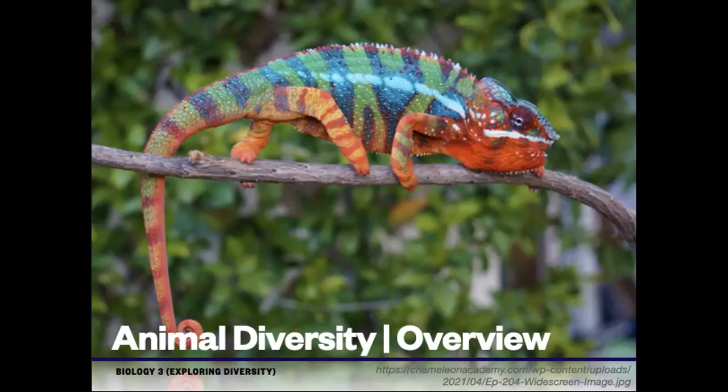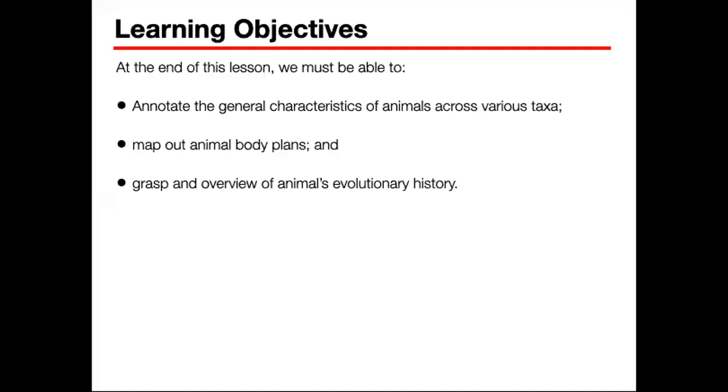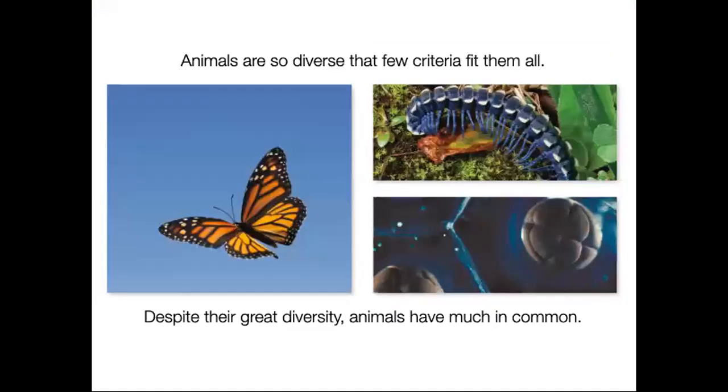For this lesson, we are going to kick off by trying to understand the general characteristics of animals, a bit of their evolutionary history, and also their body plans that will help us understand their function. So the learning objectives for this lesson: we should be able to annotate the general characteristics of animals across various taxa, map out animal body plans, and grasp an overview of animals' evolutionary history.